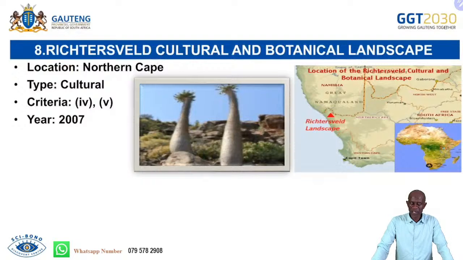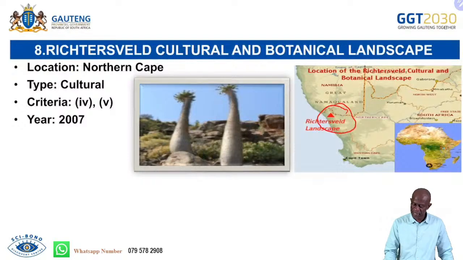As we move further, the next one is the Richtersveld Cultural and Botanical Landscape. It is found in the Northern Cape, and it is also cultural. The criteria are criteria number 4 and criteria number 5. The year in which it was declared is 2007. I'm sure you are taking note of that. The location, like we said, is the Northern Cape, and this is the exact location on the map.